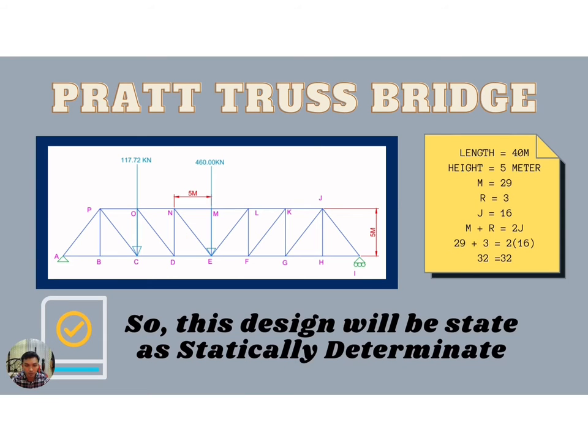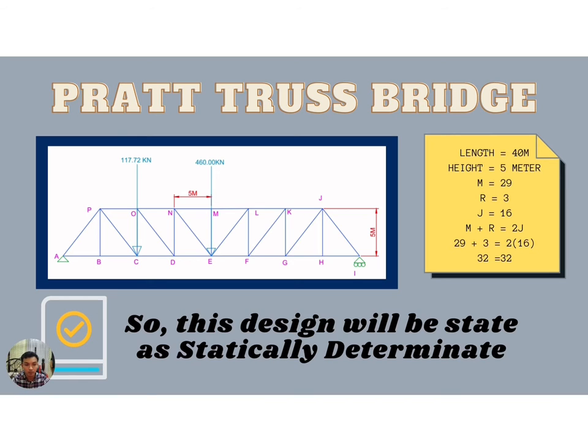As we know, we chose Pratt Bridge for our design in this project. Our design has a length of about 40 meters and a height of 5 meters, and we have about 39 members and 3 reactions, consisting of a pin support at node A and a roller support at node I. This bridge has 16 joints. And this design results in a statically determinate structure.